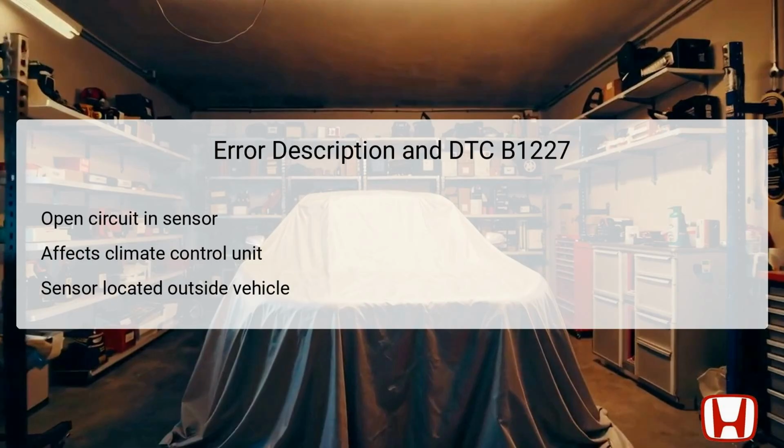When the circuit is open, the climate control unit recognizes this abnormality and triggers the DTC B1227. It's crucial for the climate control system to receive precise temperature readings to maintain comfort. An open circuit disrupts this data flow, possibly leading to ineffective climate control. Conducting an effective diagnosis of this DTC is essential for restoring proper function.